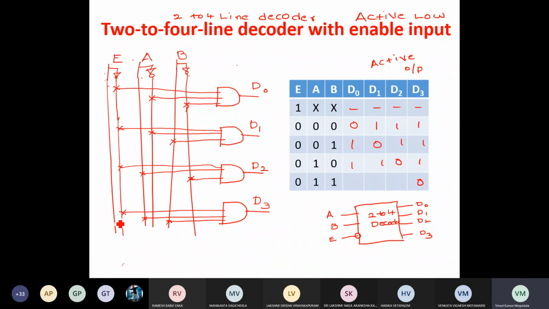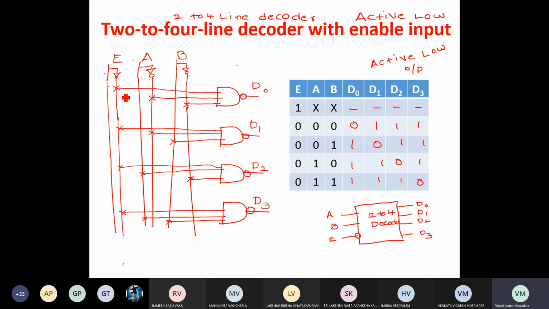How to realize this type of circuit? Simply, instead of AND gates, we have to realize it with NAND gates. So this is active low enable input and active low output. This is the diagram. You see the output of D0, what have we connected? We have connected the active low enable input, and A also through the inverter line, and B also through the inverter line.